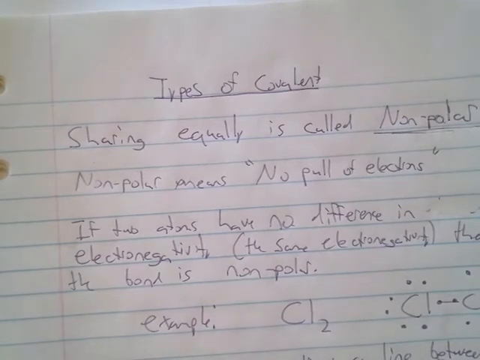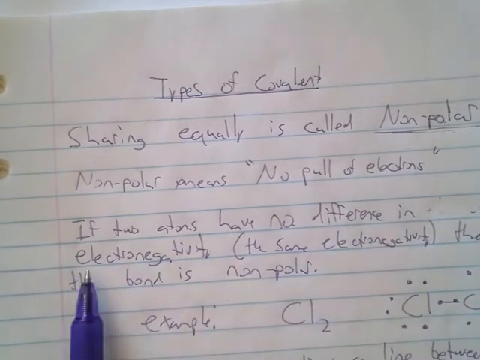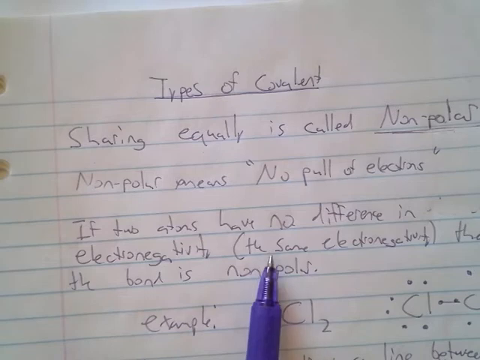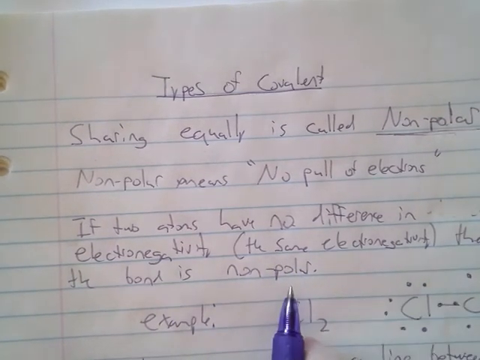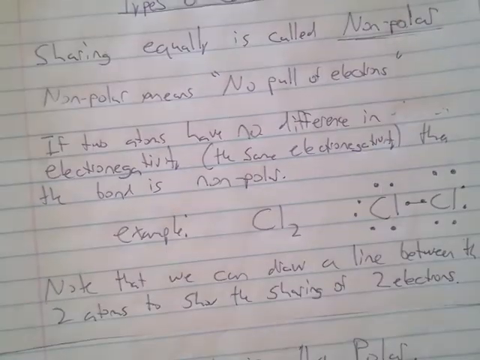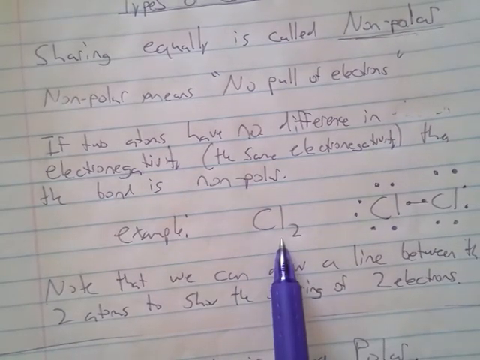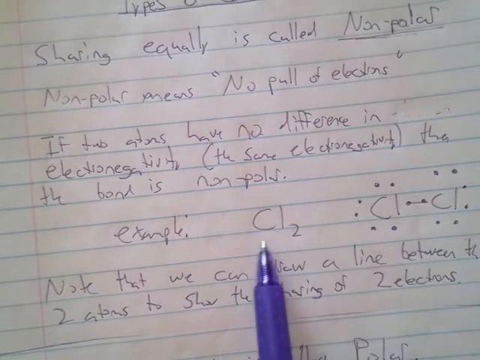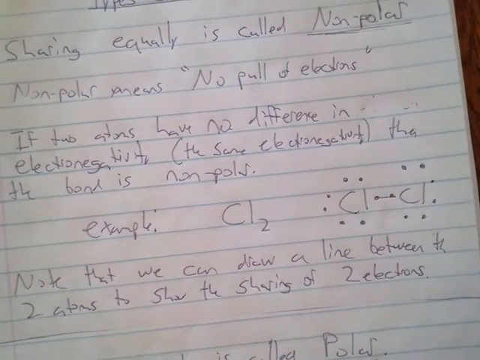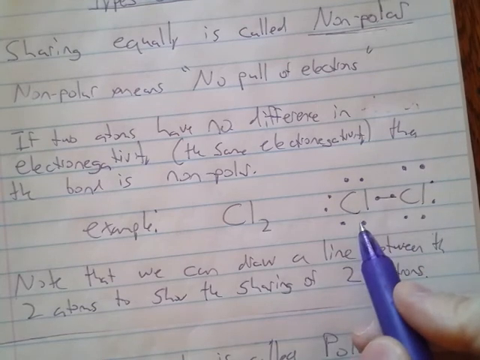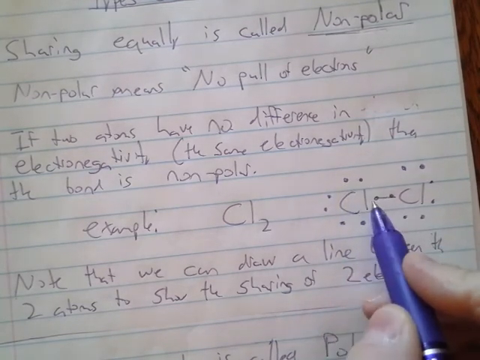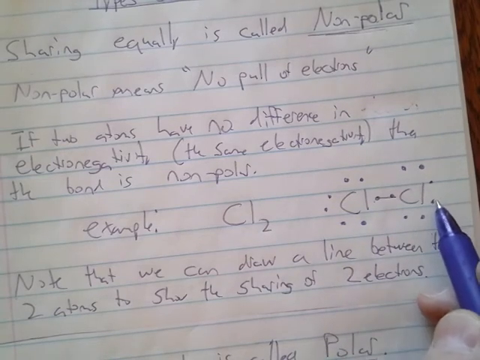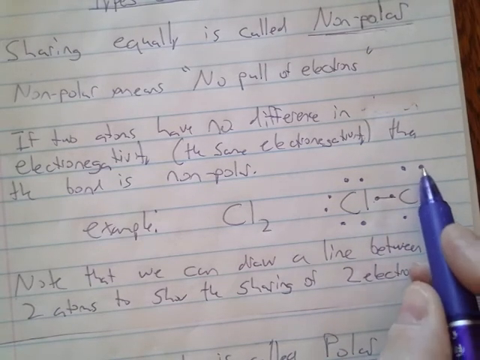So when will a bond be nonpolar? If the two atoms have no difference in electronegativity, or in other words, they have the same electronegativity, then the bond is nonpolar. So for example, there's a molecule called Cl2. It's a diatomic molecule. Remember, diatomic means two of the same. If I were to draw it out, here's how I draw it. Cl has 7 dots, 7 valence electrons. 1, 2, 3, 4, 5, 6, and that one right there is 7. And this Cl also has 7. 1, 2, 3, 4, 5, 6, and 7.